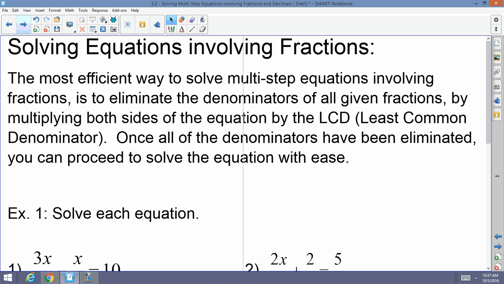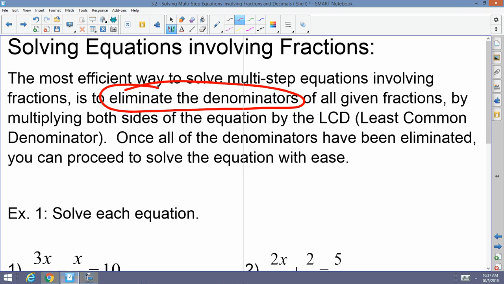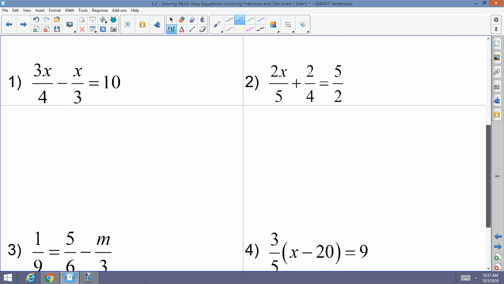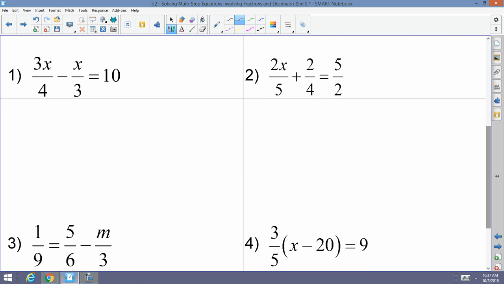Now, solving equations involving fractions. The most efficient way to solve multi-step equations involving fractions is to eliminate the denominators of all given fractions by multiplying both sides of the equation by the LCD, the least common denominator. Once all of the denominators have been eliminated, you can proceed to solve the equation with ease. Let me explain exactly what I mean.